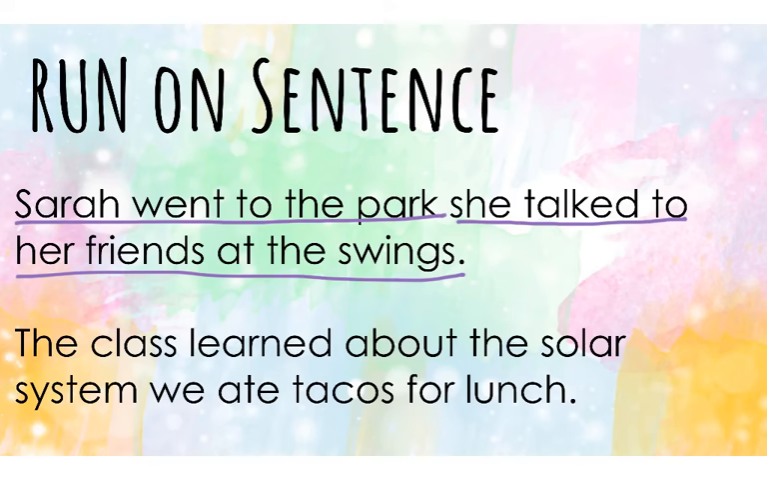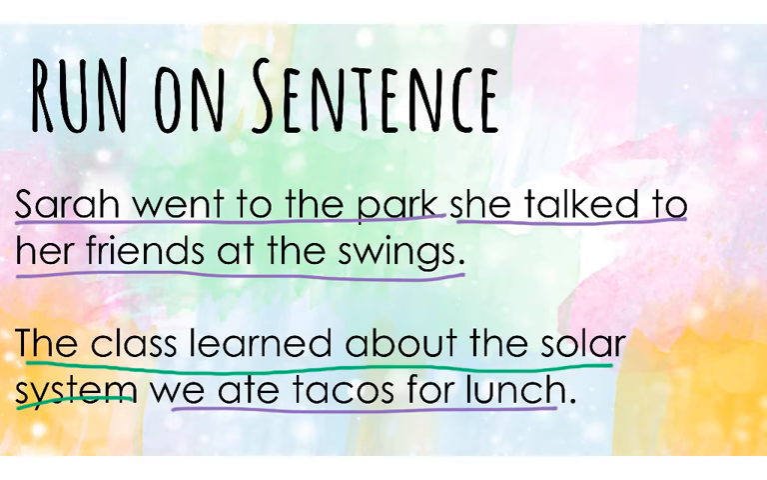Example number 2. The class learned about the solar system. We ate tacos for lunch. This is 2 different thoughts again. Our first thought is that the class learned about the solar system. And then our second thought is that we ate tacos for lunch. When you have a run-on sentence like this one, it can get confusing for your reader because it seems like you're jumping from one thing right on to another.